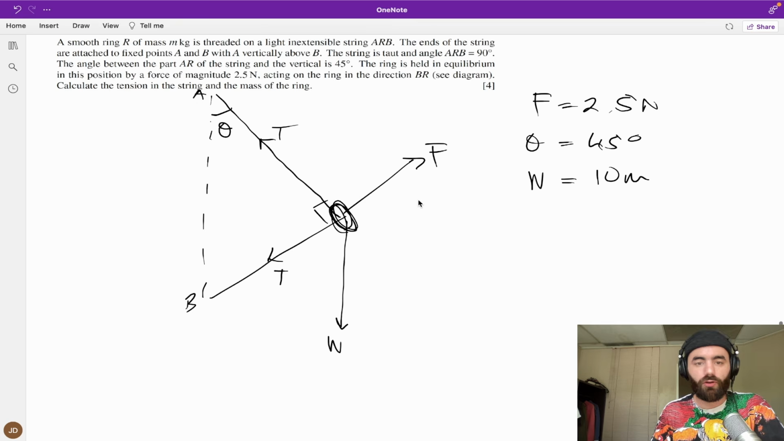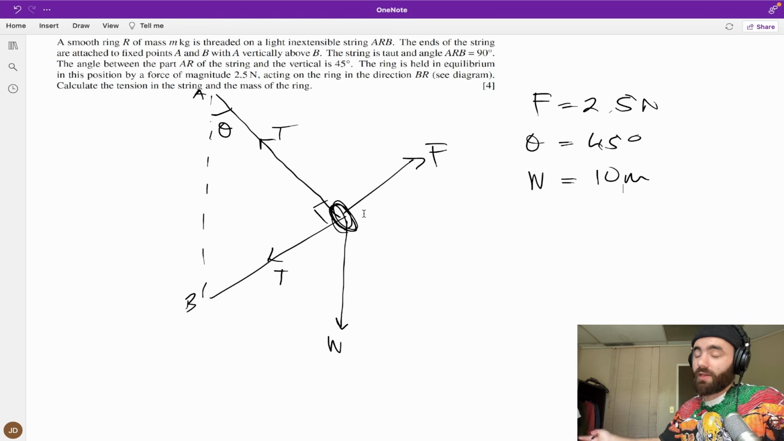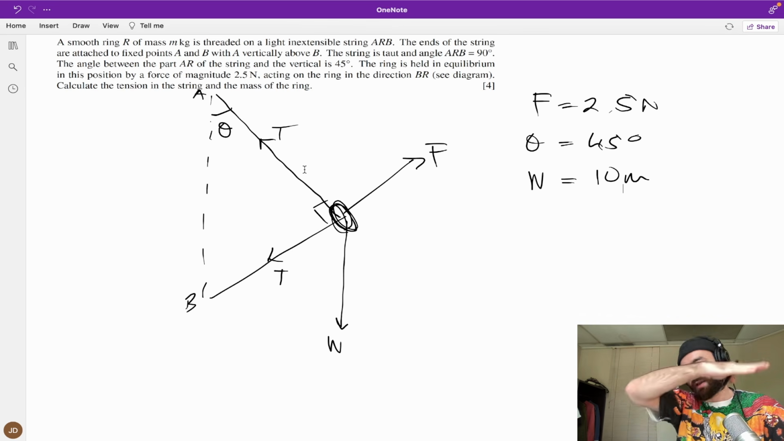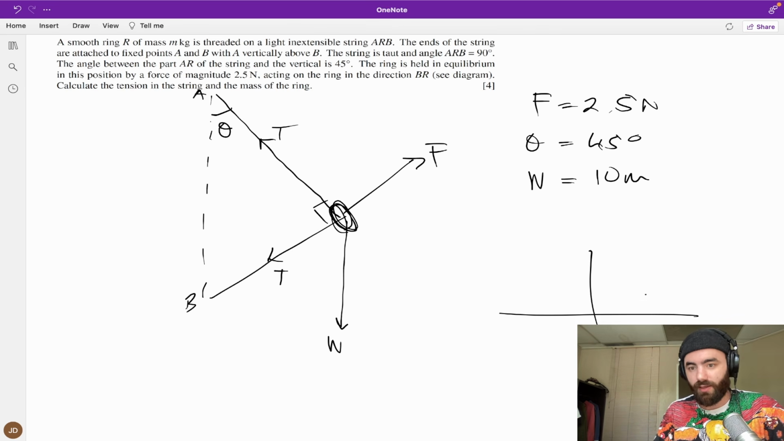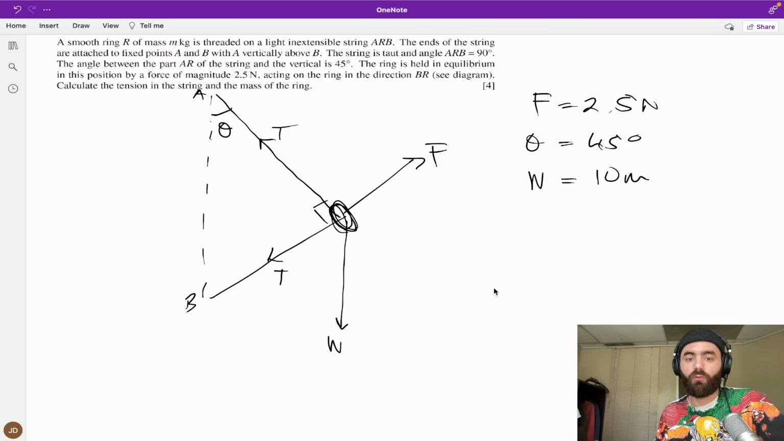So what we could do here, which I've been showing you with these proofs, is resolve it along the y and x axis, where the axes are acting like this. That means you have to resolve the y component and x component for this A part of the string, the y component and x component for this B part of the string. The y component will be acting down for W, and the y component and x component for this F force. You can do that, but there's a lot of work.